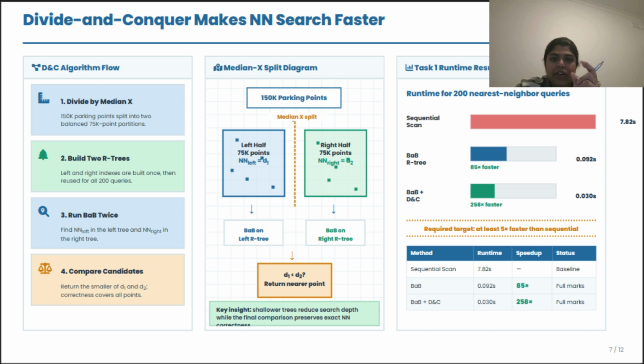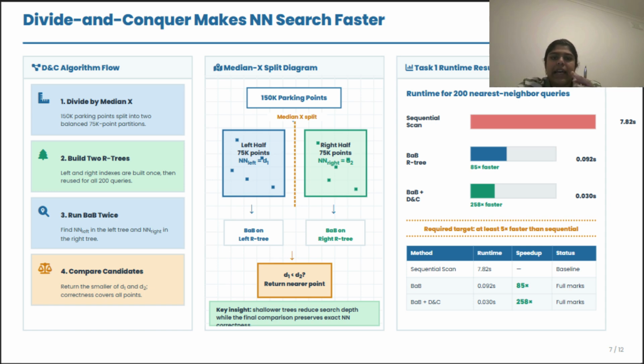The solution I came up with is to split the 150,000 parking points by the median of the x coordinate into two balanced partitions, which means each of the two parts gets 75,000, and each partition gets its own R-tree. Both trees are built once and reused across 200 queries. For each query, I run branch and bound on both trees to get the nearest neighbor from each half and return whichever is closer.